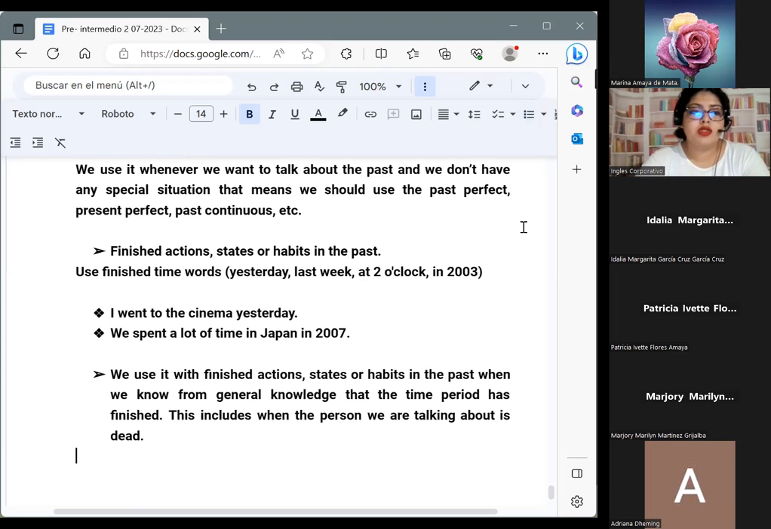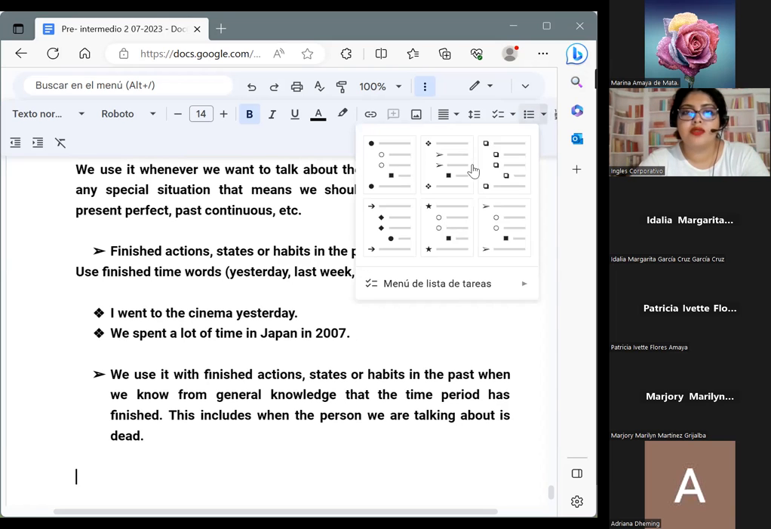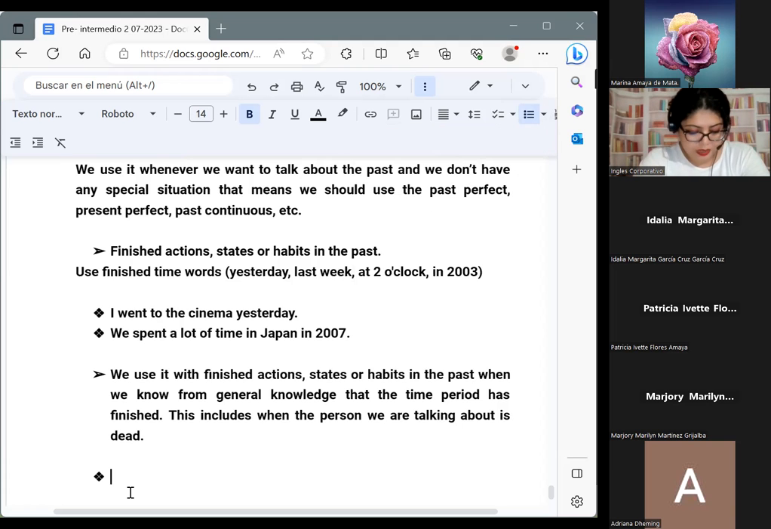Okay, in this case, we have two different examples related to this information. And we have here the first one. Leonardo painted the Mona Lisa. The Vikings invaded Britain.